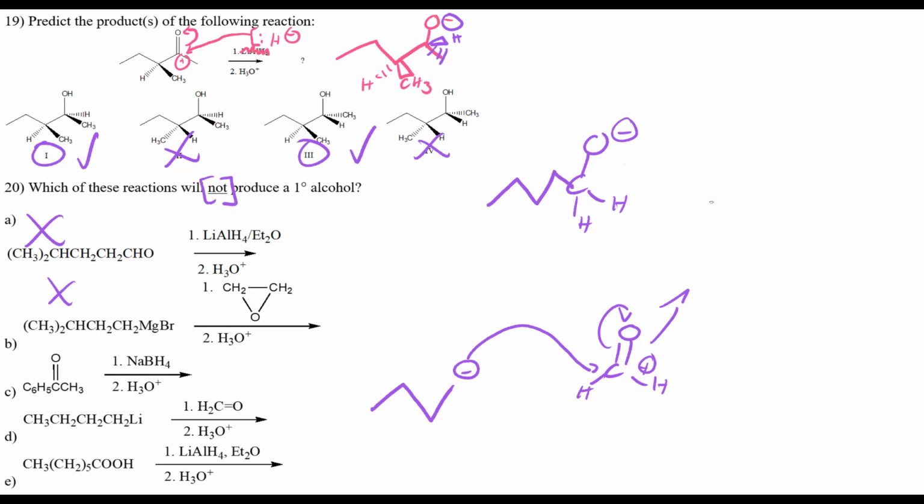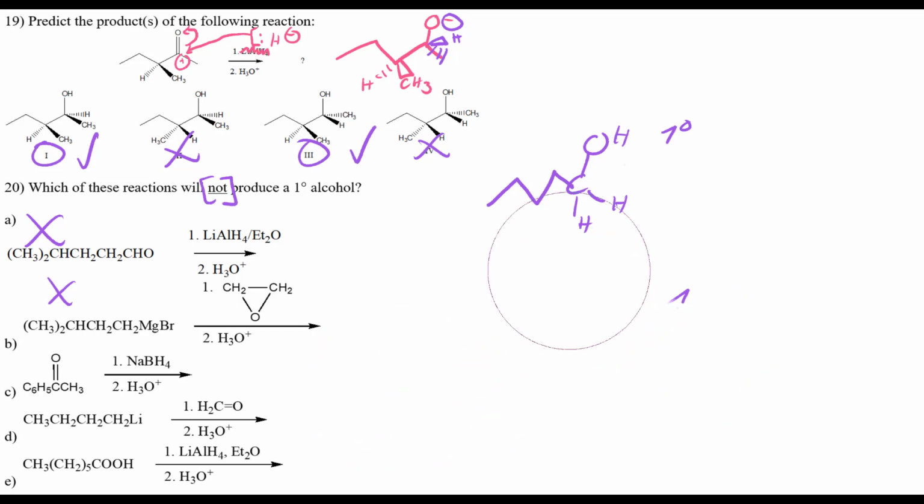Afterwards, we treat it with acid workup. And what do we have now? Well, technically that is still a primary alcohol. So that is a primary alcohol. This is not what we want. We want something that does not produce a primary alcohol. Okay? Cool. So D is wrong.